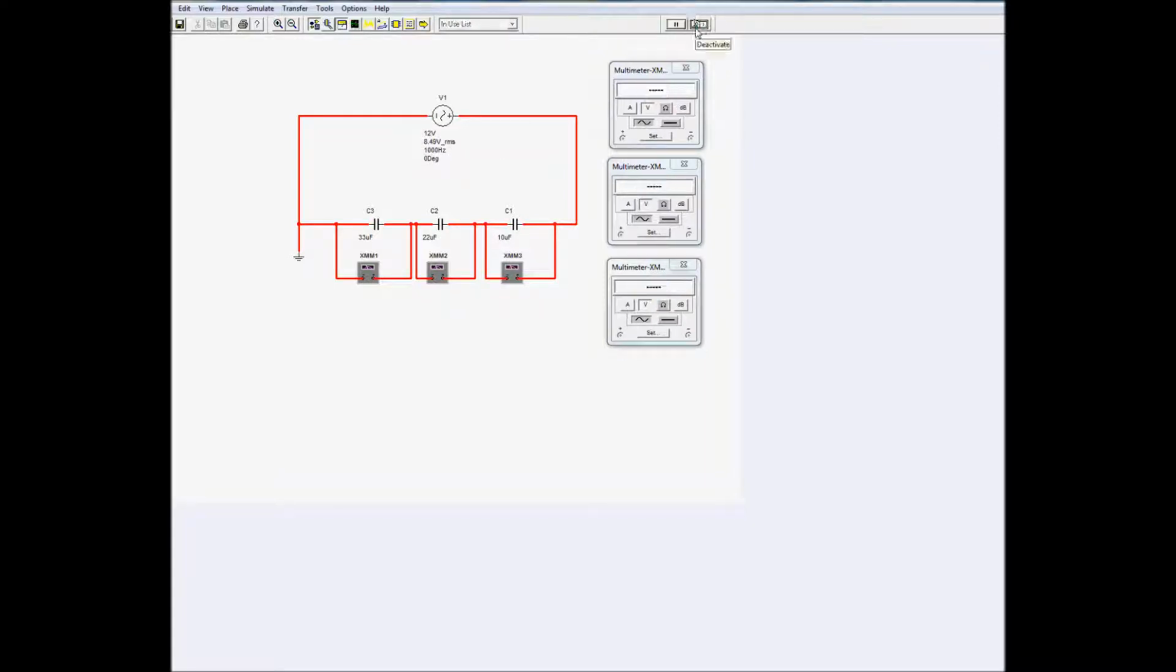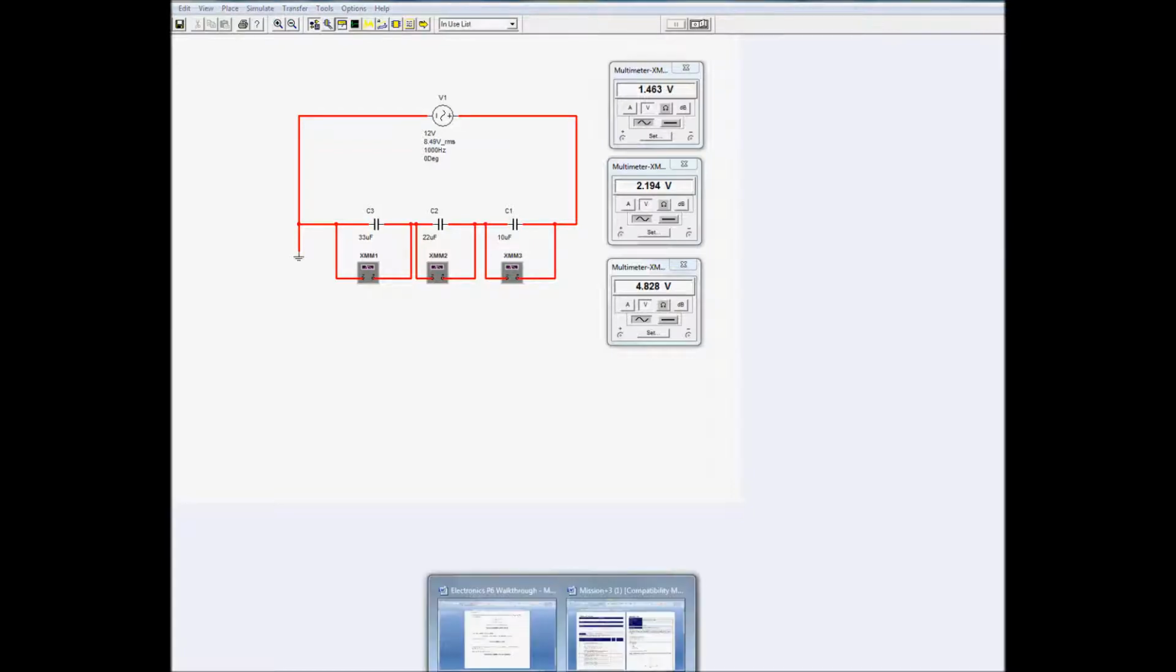And as usual, it's just a case of hitting the simulation and we get our answers here. You can use those to test your calculations to make sure that your calculations are correct. That's one of the beautiful things about Multisim. Very quick for simple stuff, and you can check it against your work very quickly.